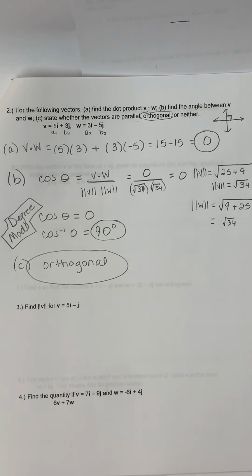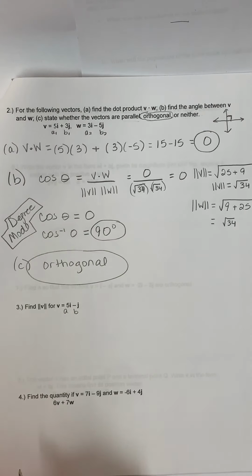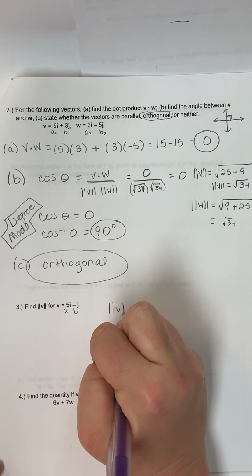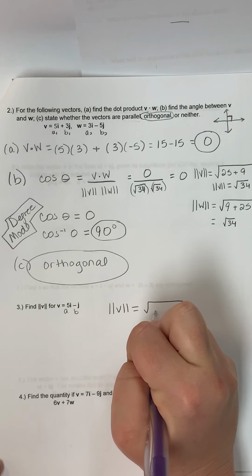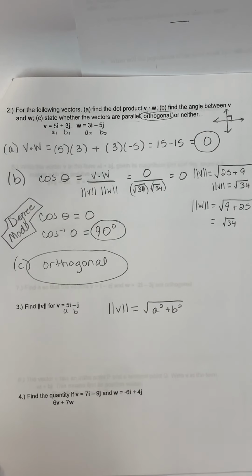All right, number 3, let's find the magnitude of V. So we have another vector here. Here's our A, here's our B. We talked about the magnitude up here already. We said that the magnitude of a vector is the square root of a squared plus b squared, and we only want the positive value.